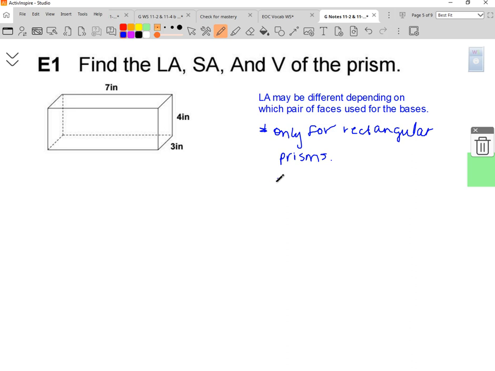Even so, the surface area and the volume will be the same no matter which pair you designate as the bases. The surface area and volume are always the same. It doesn't matter which pair you select for the bases, you'll always get the same surface area and the same volume. If you're finding the surface area of the entire figure, that's all faces, including both bases.